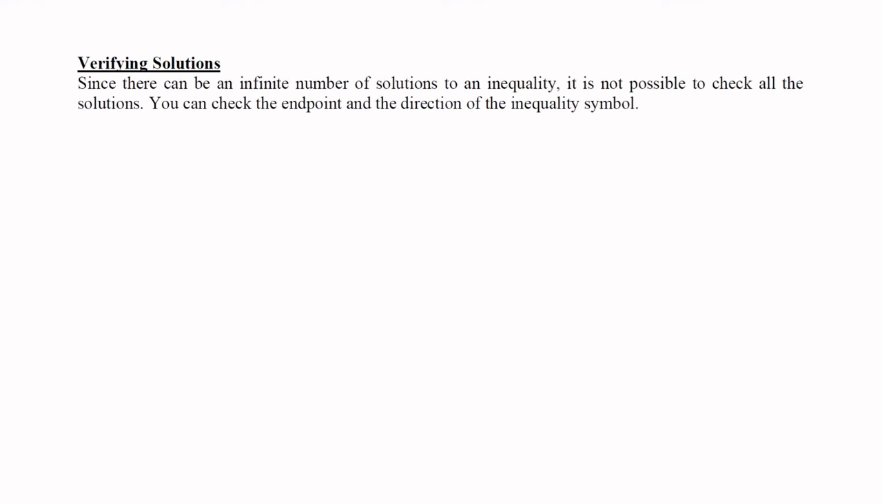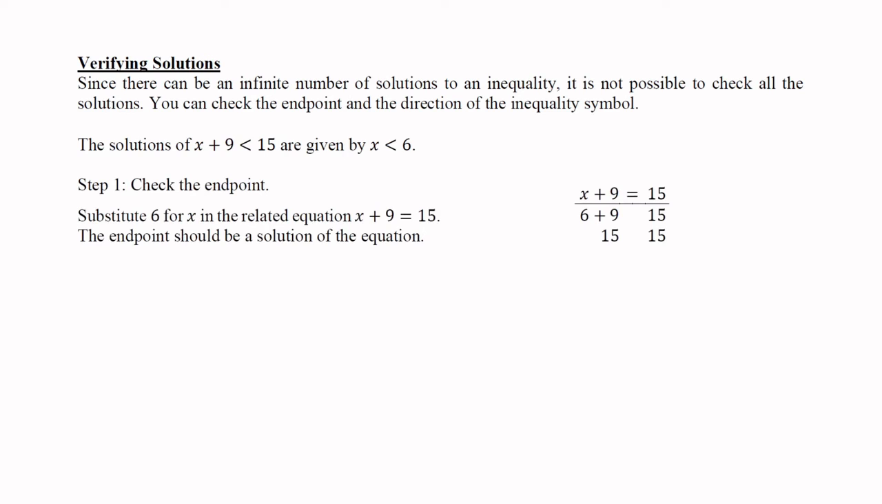Just as you verified solutions for equations, we can verify solutions for inequalities. So to do this, we're going to have to check two things. We have to check the endpoint and the direction of the inequality symbol. So for this example, the solutions of x plus 9 is less than 15 are given by x is less than 6. So we have to check the endpoint first by using the related equation, x plus 9 equals 15. The endpoint should be a solution of the equation. So here, 6 plus 9 is 15, and 15 does equal 15, so our endpoint is good.